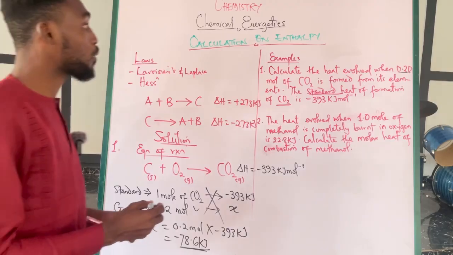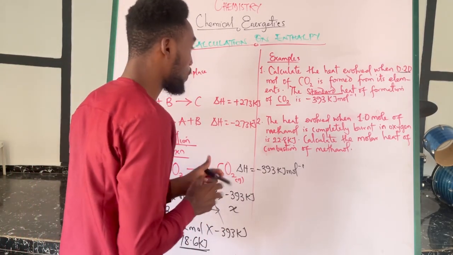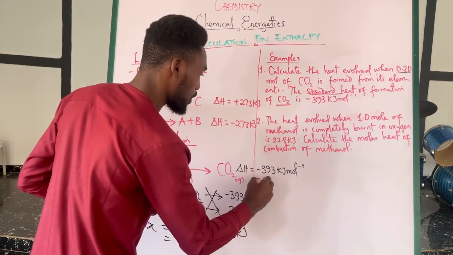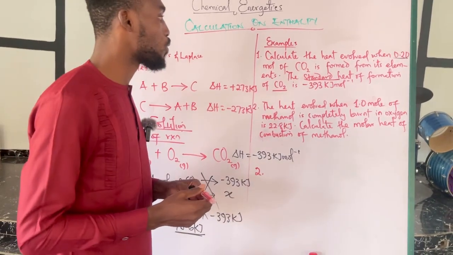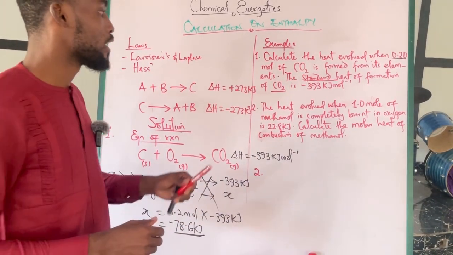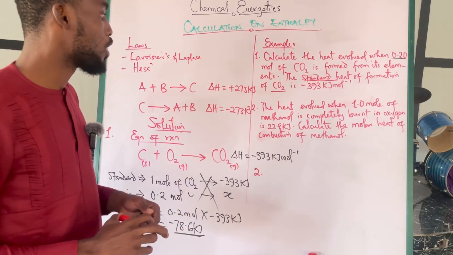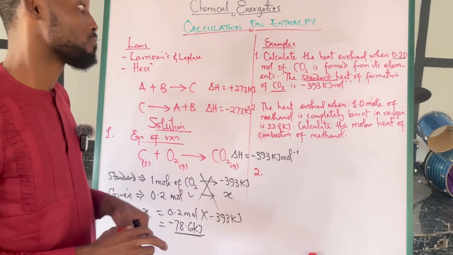And next, the second question, I'll quickly solve that right here. So follow me as I use this end of the board to finish up our second question. The heat evolved when 1.0 mole of methanol is completely burnt in oxygen is 22.8 kilojoule.